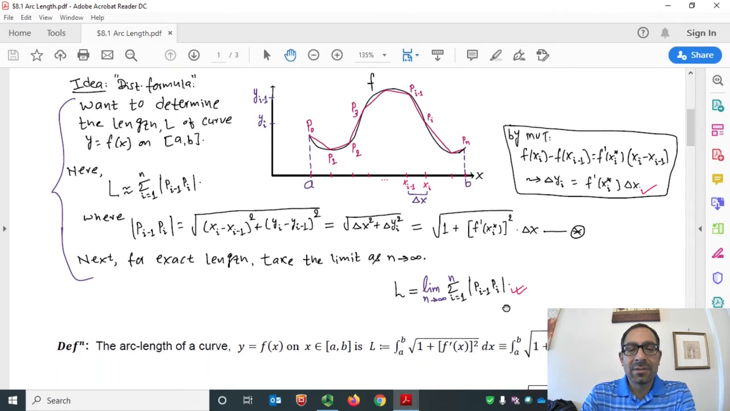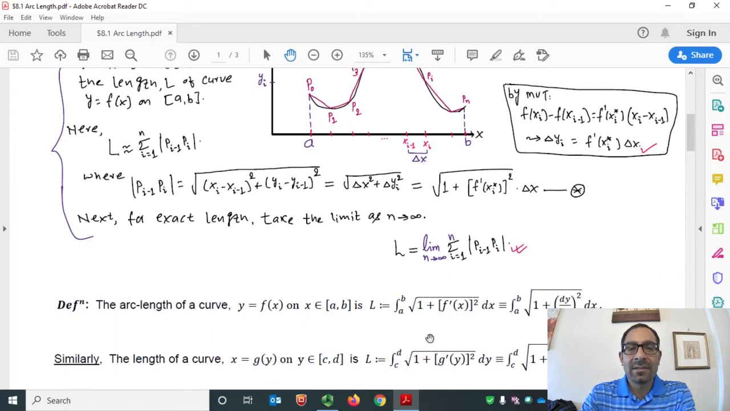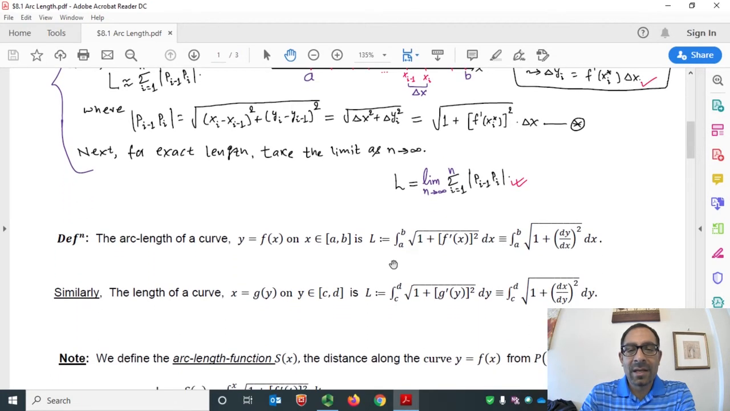Great. Now with this idea we can define the arc length of the curve y equals f(x) on [a, b] by L equals this limit, and the sum becomes the definite integral from a to b. Under the radical, I copied from the star equation, which is 1 plus f prime of x squared, times dx. We can rewrite this formula as arc length L equals the definite integral from a to b of the square root of 1 plus (dy over dx) squared, times dx.